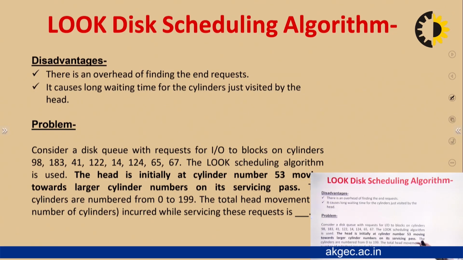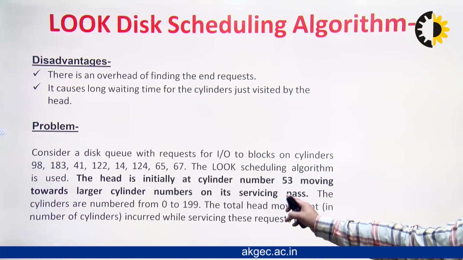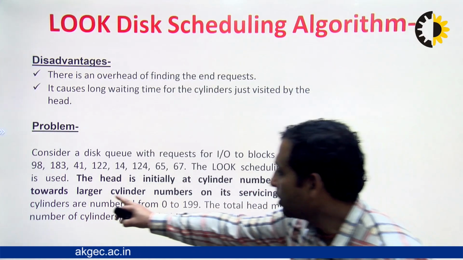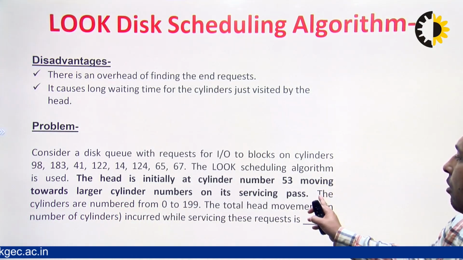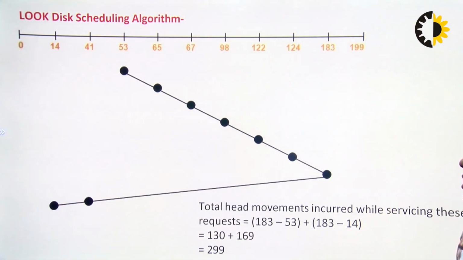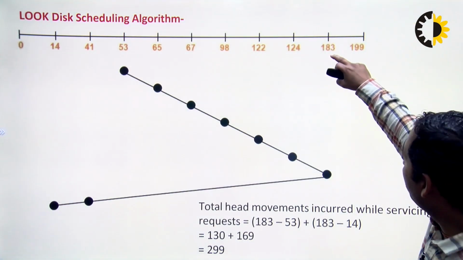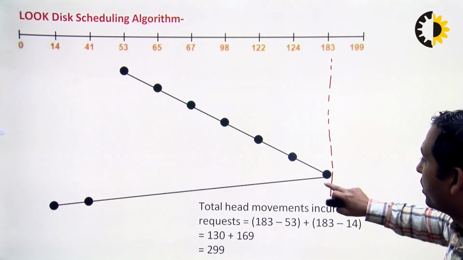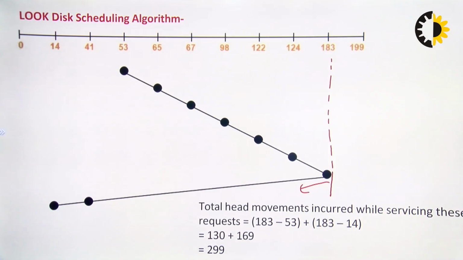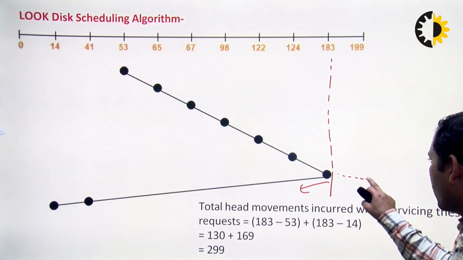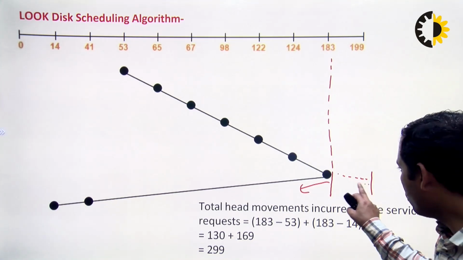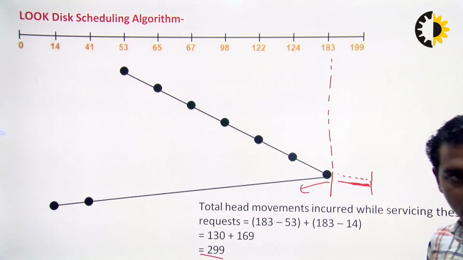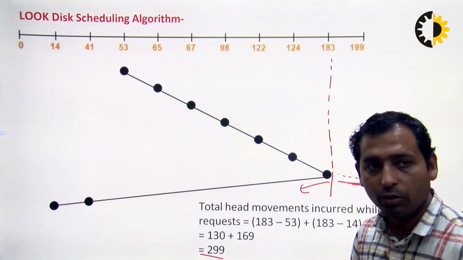Now the same problem statement using this one. The head is initially at this cylinder number, moving towards the larger side. With the help of the figure we can say we stop and reverse our direction at this last request. The difference from scan is that there is no need to come to the last track. So the extra movement is reduced again.